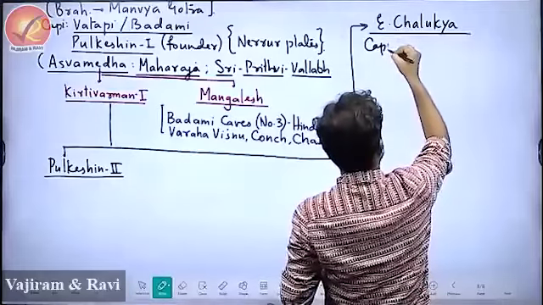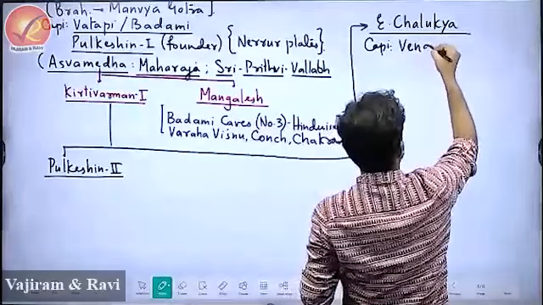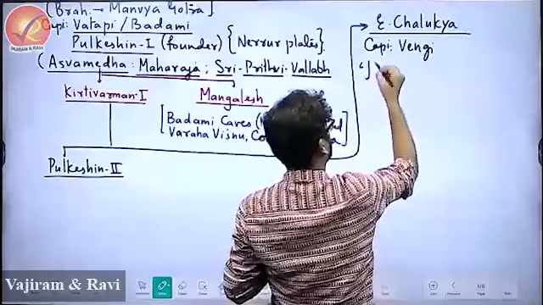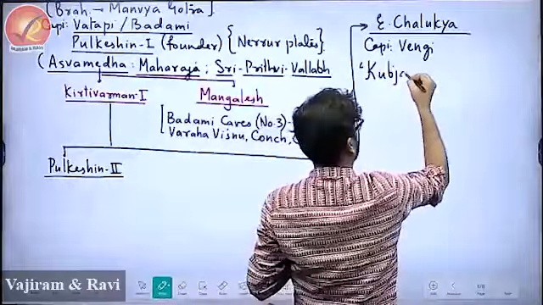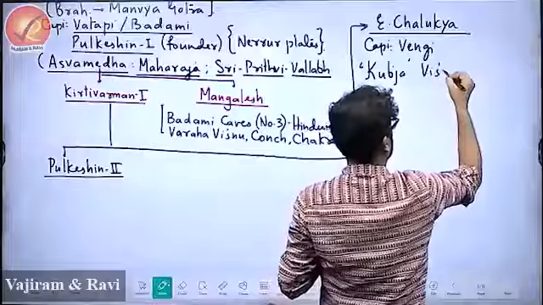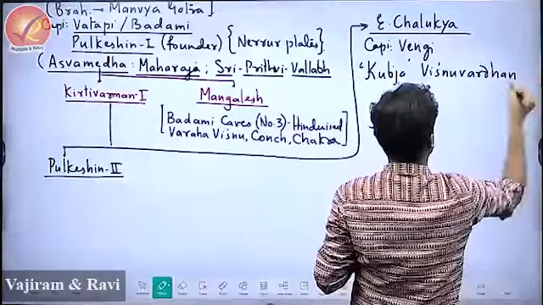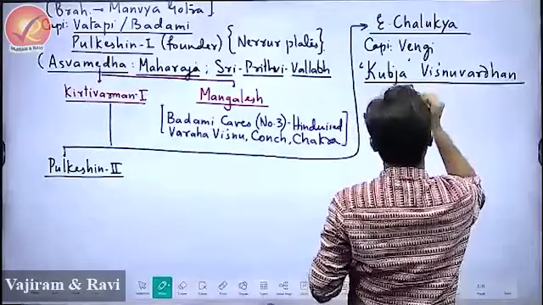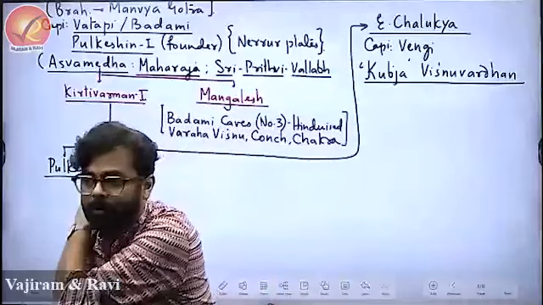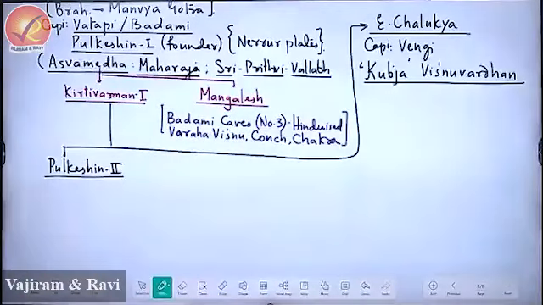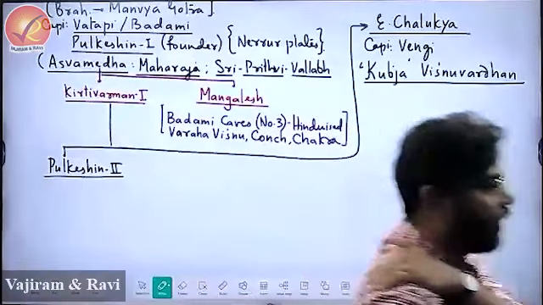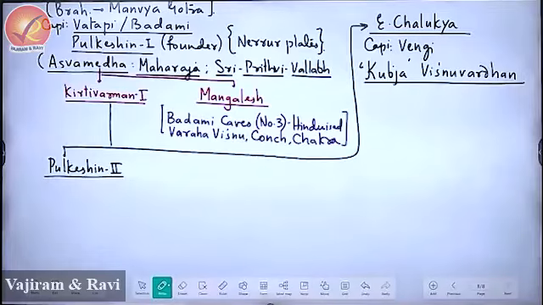the capital is Vengi, and he called himself Kubja Vishnuvardhan, giving you the character of Bahubali. Kubja Vishnuvardhan. Kubja means a hunch on the back. Hunch. So he was physically deformed. No, he has a deformity. So he is called Kubja Vishnuvardhan.